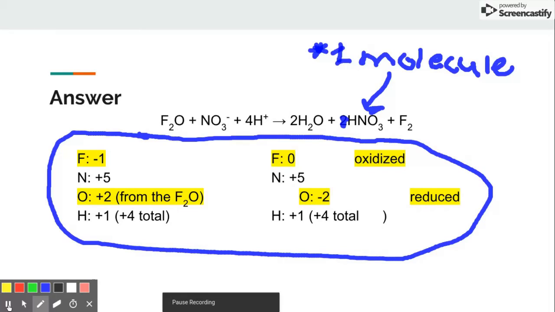So in this case, because the oxidation number of the oxygen in the difluorine monoxide molecule changed from a +1 to a -2, we can say that the oxygen was reduced since it gained 3 electrons. On the other hand, because the fluorine's oxidation number changed from a -1 to a 0, we can say that the fluorine was oxidized and that it gave away an electron during the reaction.